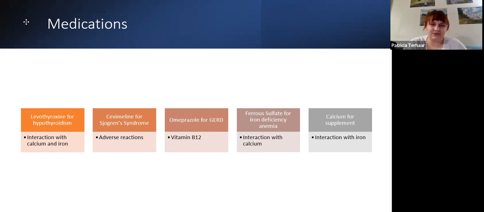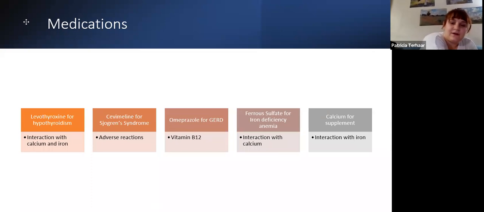Cevimeline for Sjögren's syndrome, which was mentioned before as part of the treatment for increasing saliva, has many adverse nutrition reactions such as constipation or nausea, vomiting. Omeprazole for GERD can, if used long term, lead to a deficiency of vitamin B12.